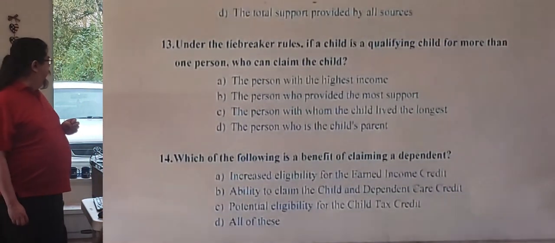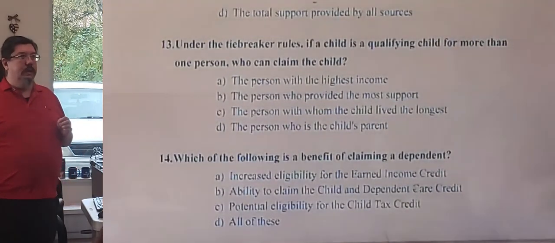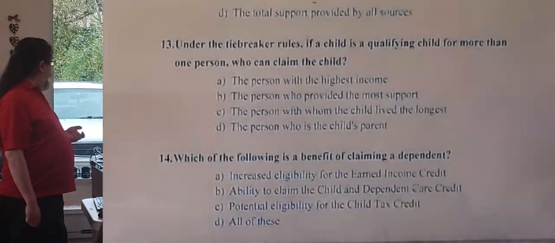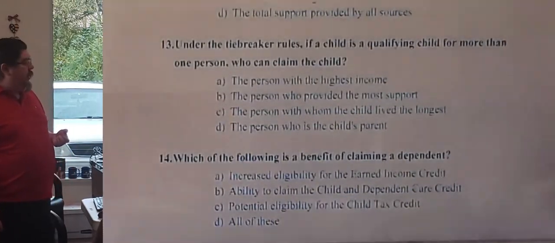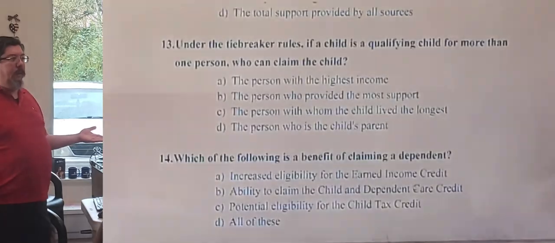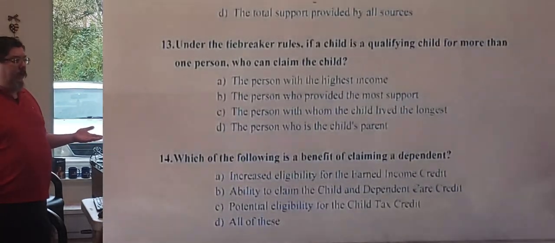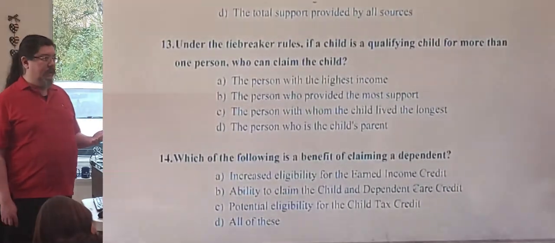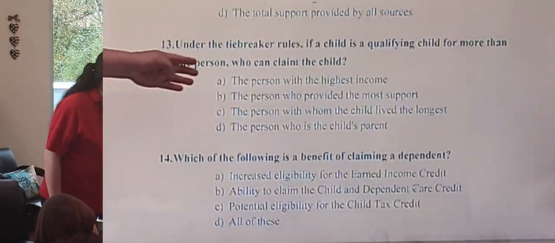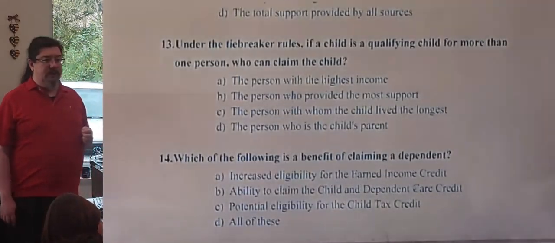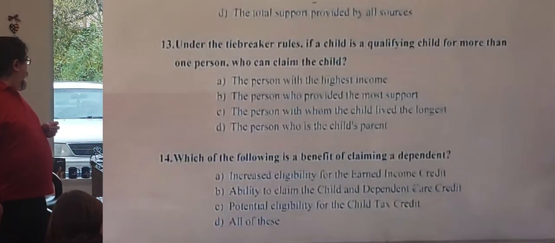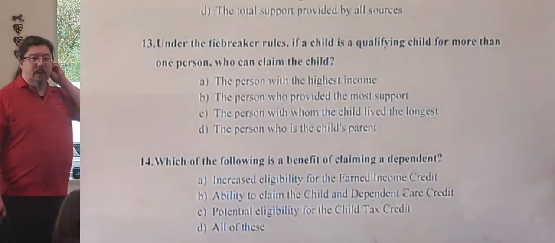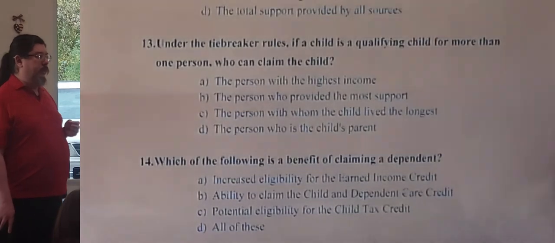So the person who lived with the child the longest only applies in the case of both parents, if both parents want to claim a child. And then in the case of nobody being a parent who's involved in a tiebreak, or the parent electing not to claim the child as a dependent, then we'll finally fall back onto A, the person with the highest adjusted gross income. B is never correct because the rules do not require that you support someone who is your dependent child.